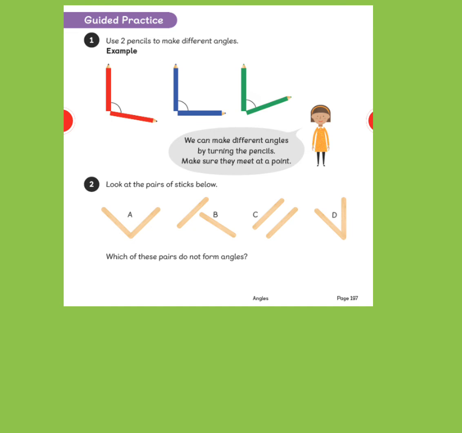Now, look at these pairs of sticks. A, B, C, and D. Which of these pairs do not form angles? Turn to your partner and explain how you know. What makes an angle? Make a note of your explanations.